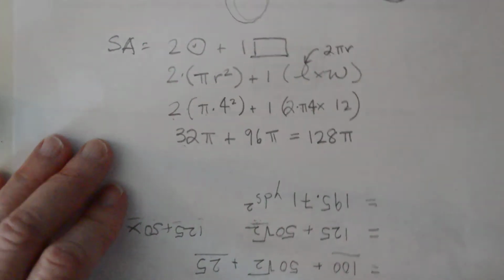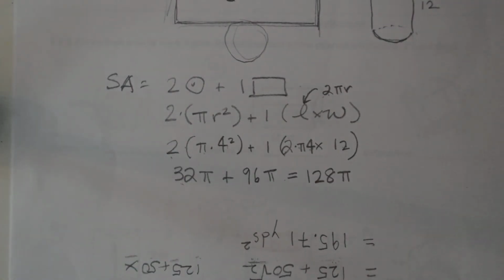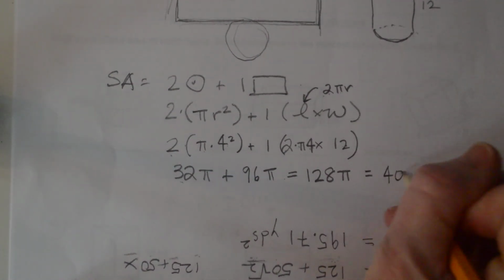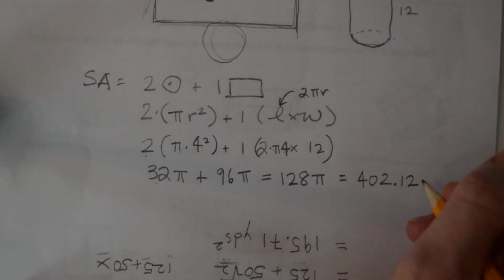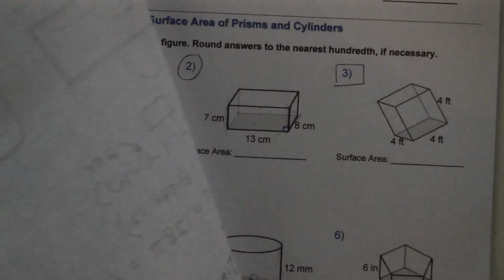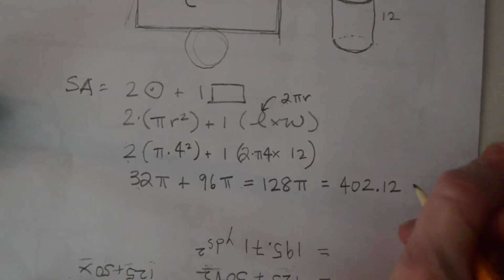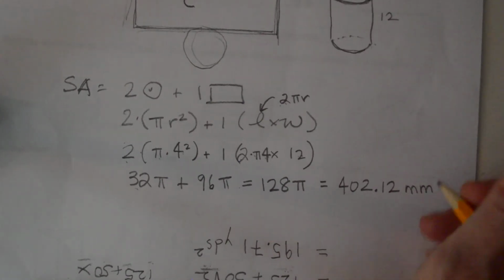And then let's type that into the calculator. So 128 times pi. I'm using my pi button here instead of just 3.14. And so I get 402.12. And then this was, I think it was millimeters. Yep, millimeters. So it's millimeters squared.